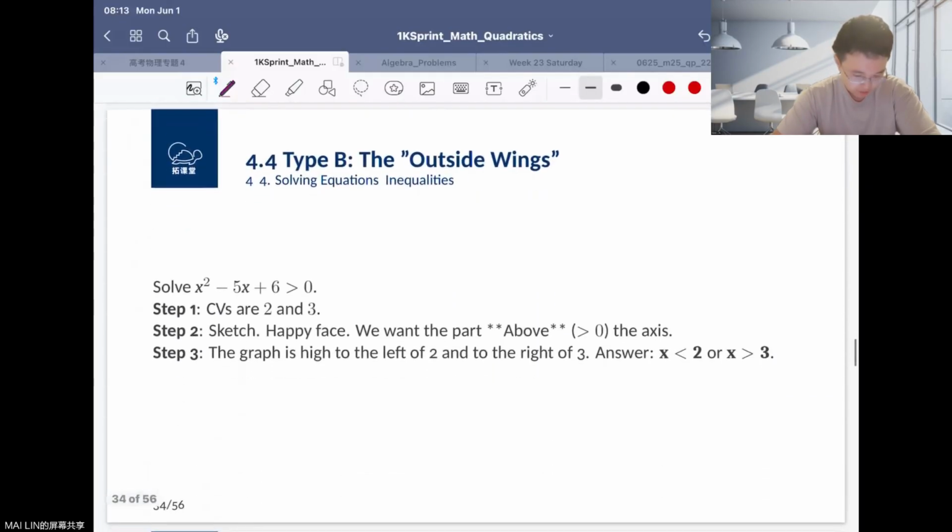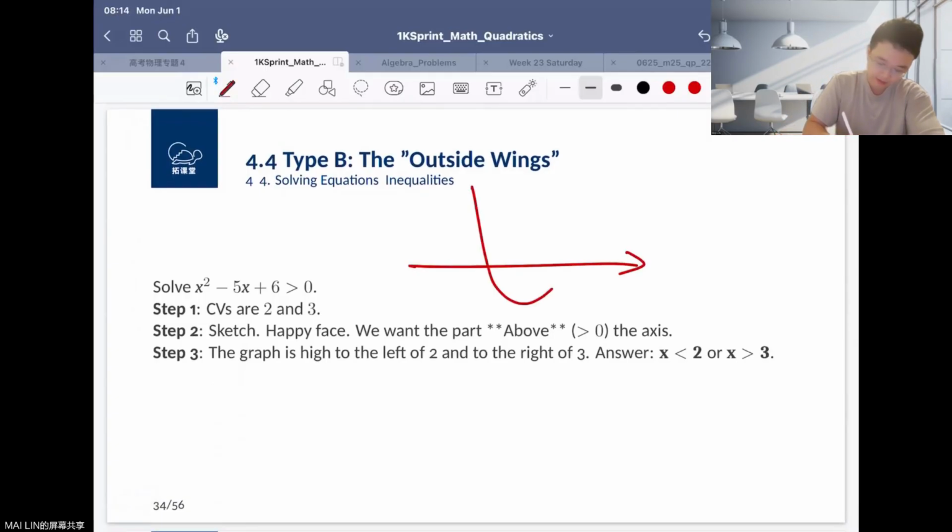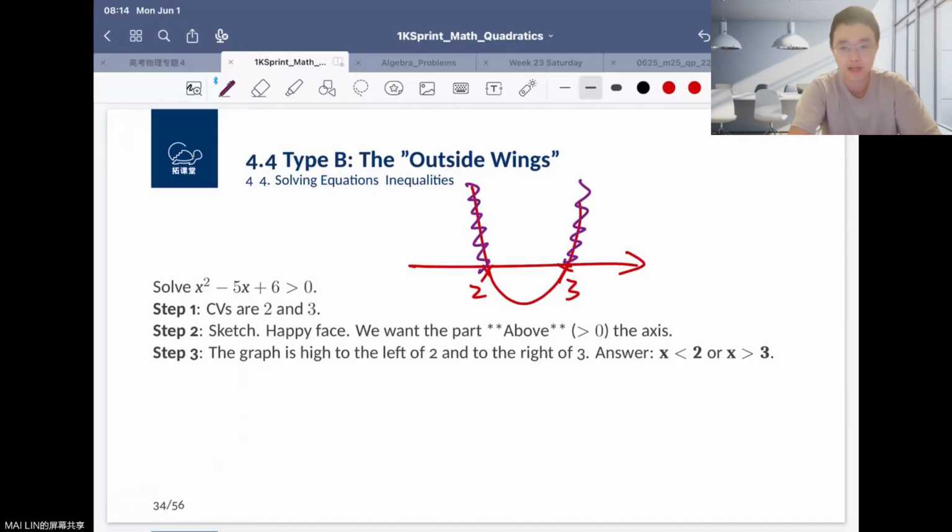So also for the next problem, x squared minus 5x plus 6 bigger than 0. We already have the function's graph, which has two intercepts, 2 and 3, right? Bigger than 0 means this part, the region above the x-axis, right? So you can find x smaller than 2 or x bigger than 3, right? There are two regions that follow the rules, okay? We can just read it from the graph, okay?